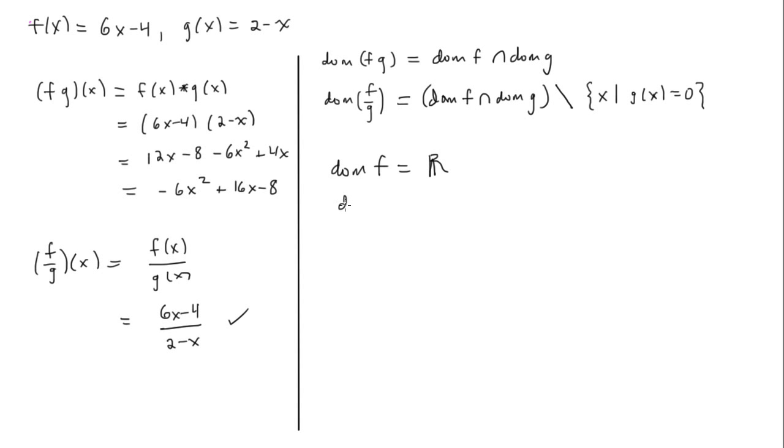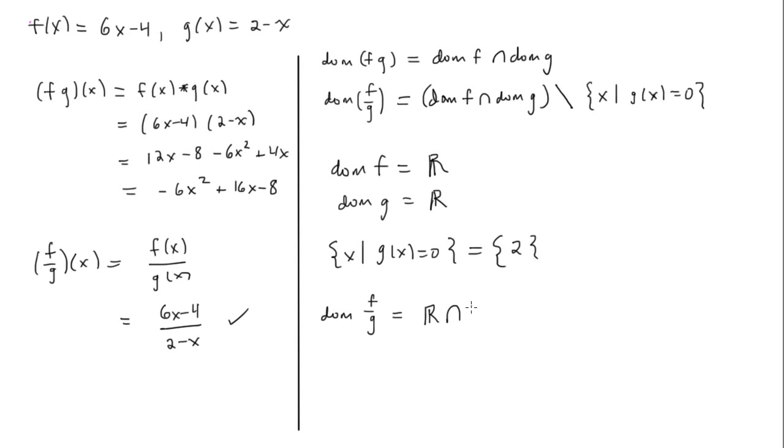So for our example, the domain of f is the set of all real numbers. The domain of g is also the set of all real numbers. And the set that makes g equal to 0 is, in this case, just the single element 2. That's the only number that makes g equal to 0. So there's only one thing in that set, the number 2. Okay, so the domain of the division is, as we said before, the domain of f intersect the domain of g, and we'll figure out what that is in a second, and then we need to throw out the number 2.